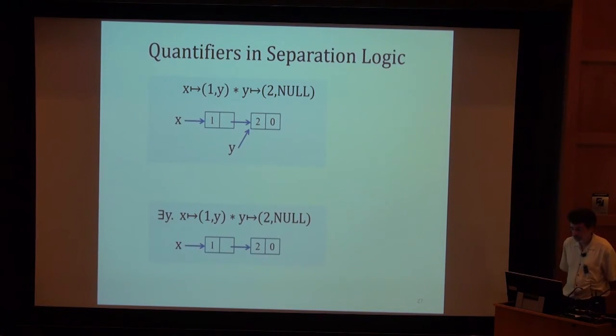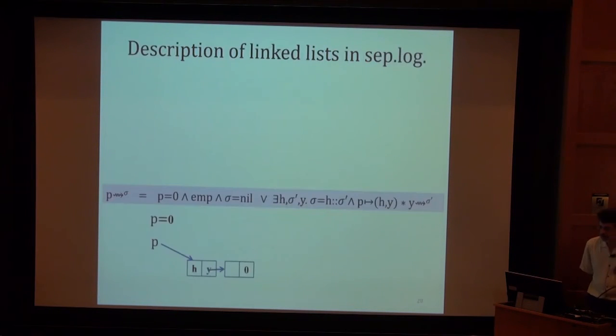Now let's think about this as a linked list starting at x. Well, if it's abstractly a linked list starting at x, we shouldn't need y as a free variable. And indeed, we can take this assertion and quantify with an existential quantifier on y, and now we get: exists y such that x maps to 1, y, star, y maps to 2, null. And that describes this linked list, or at least this linked list of length 2. And now we want to generalize this to linked lists of arbitrary length. So we can do that with a recursive definition.